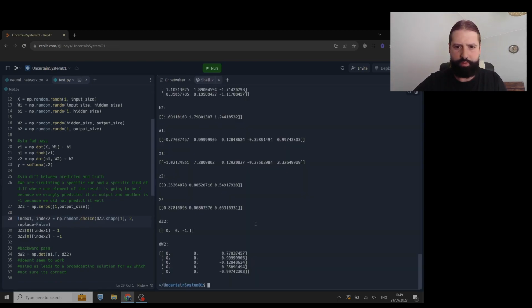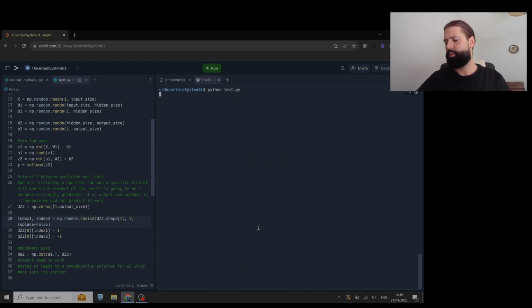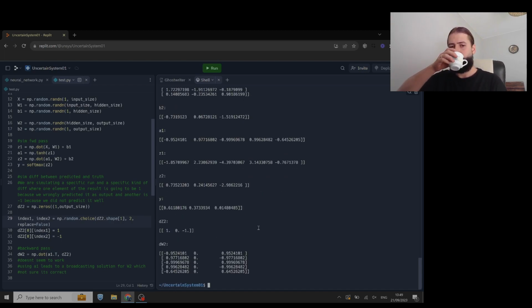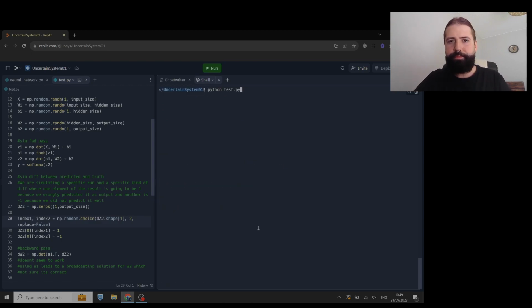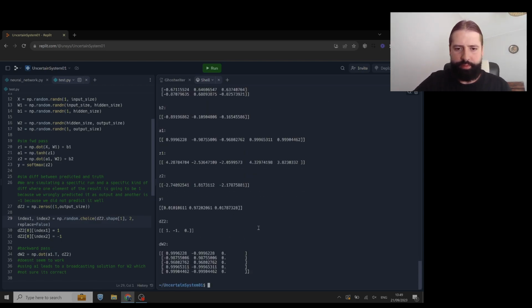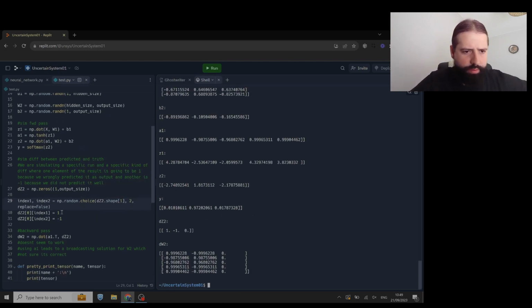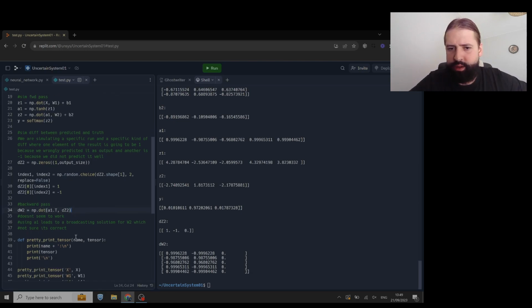Now let's run it again. Okay, cool. Then we start with the backward pass. That's where it probably gets tricky.